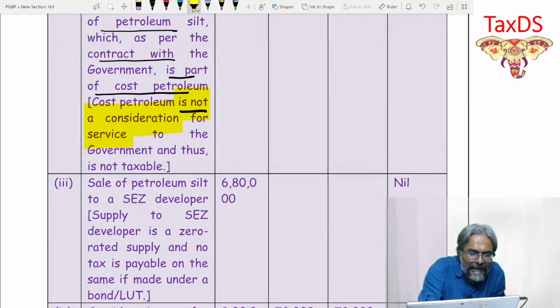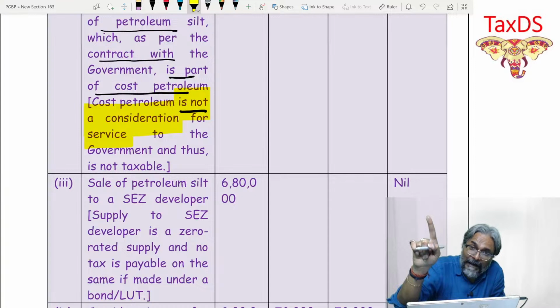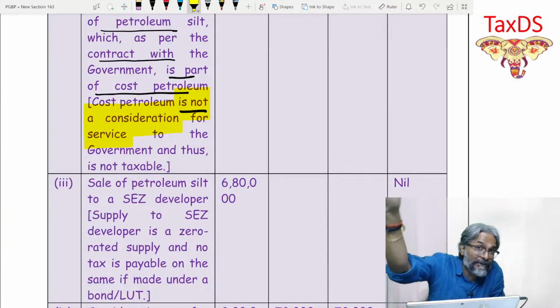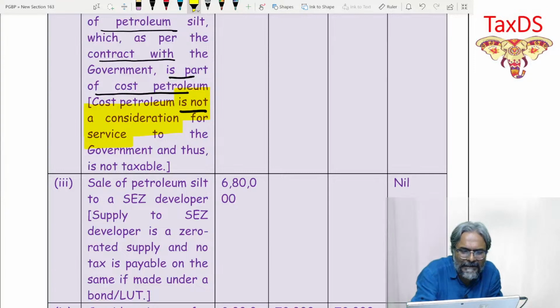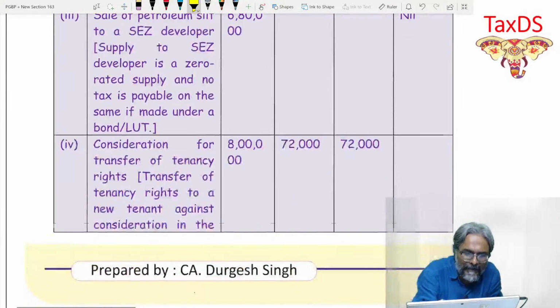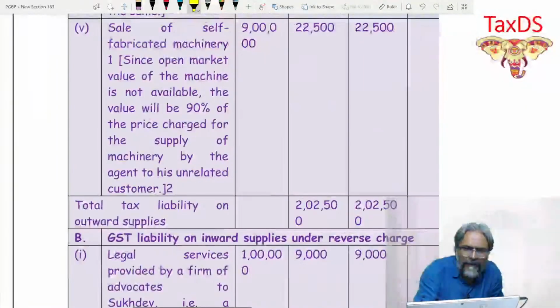Sale of petroleum silt to SEZ. This is third party. So although it is a supply, because it is sold to SEZ, therefore it is zero rated. Had it been other than SEZ, I would have charged CGST, SGST, or IGST as the case may be. Consideration for transfer of tenancy right. Again, CGST and SGST would be charged that way.